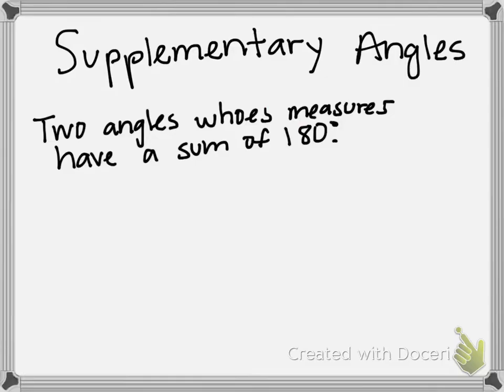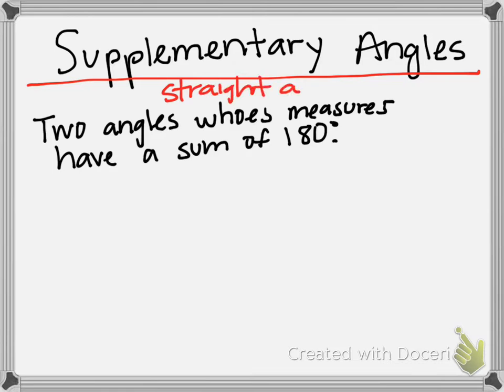All right, the next type of angle that we're going to be talking about, and we did mention this in our last unit when we were talking about the angle addition postulate, is supplementary angles. The definition of supplementary angles is two angles whose measures have the sum of 180 degrees. We also call these our straight angles.